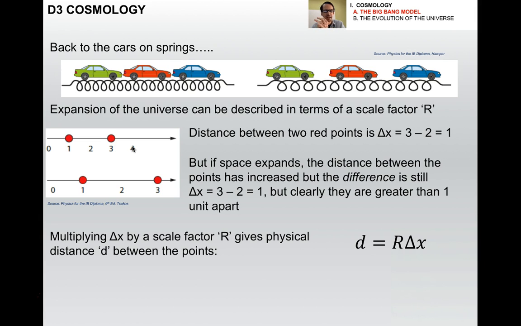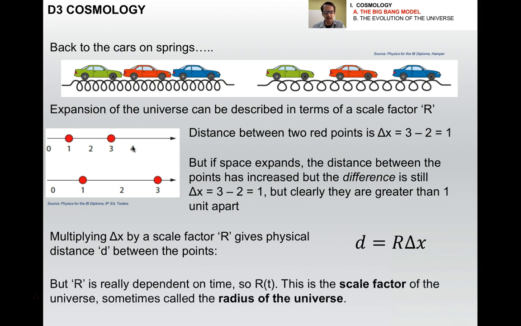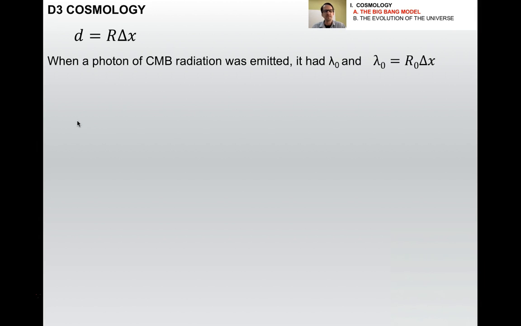So if we multiply delta x, which in this case is 1, by a scale factor, R, that will give the physical distance between the points. And this physical distance is given by R times delta x. Now this seems kind of trivial, but when you're dealing with the universe expanding and big distances, this becomes quite an important concept. But R is really dependent on time, so it's a function R of t. Astronomers refer to this as the scale factor of the universe. Sometimes it's called the radius of the universe, which is misleading. It's kind of a misnomer because the universe doesn't have a shape or a size and certainly no radius, all right? Now, D equals R delta x.